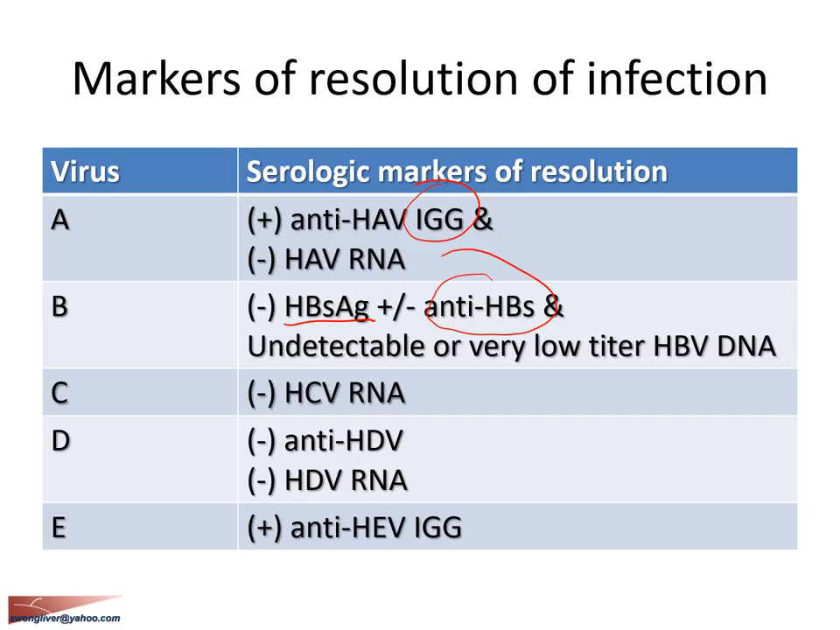Okay? What about hepatitis C? Markers of resolution? HCV RNA. Okay? Hepatitis D. HDV RNA will be the marker of resolution, and then over time, your anti-HDV IgG should also disappear in patients with resolution of hepatitis D. Hepatitis E is very similar to hepatitis A. You will have resolution of your hepatitis E if you develop IgG anti-HEV. Okay.